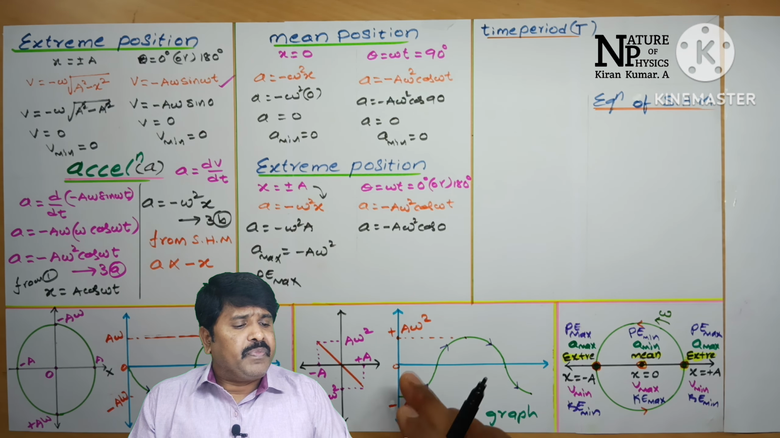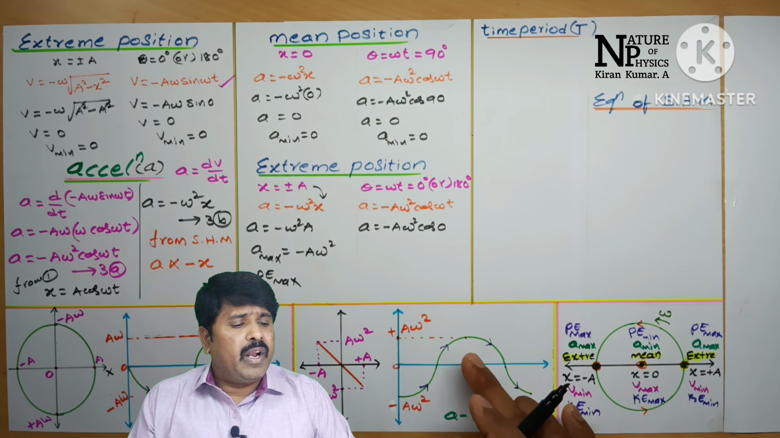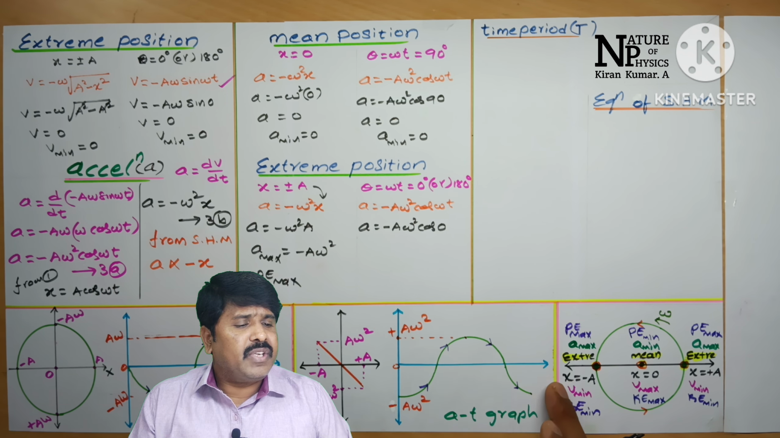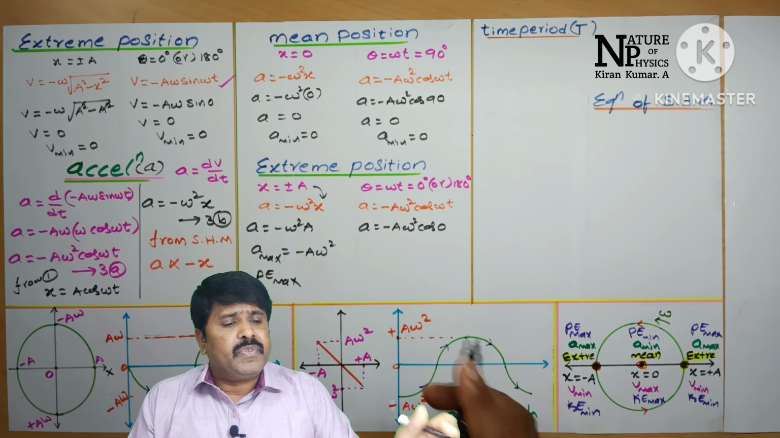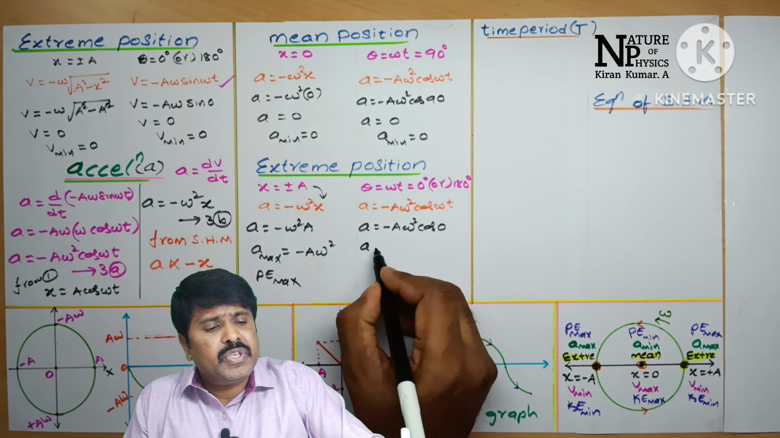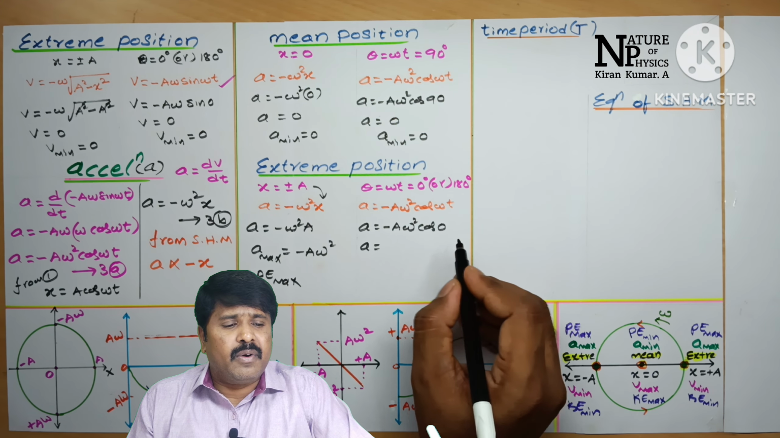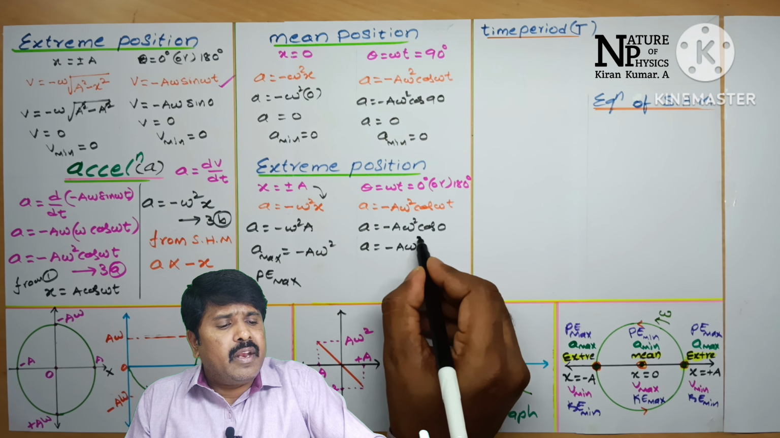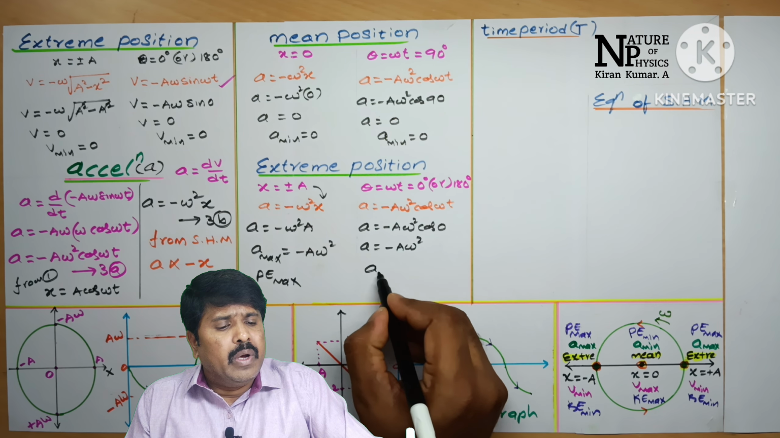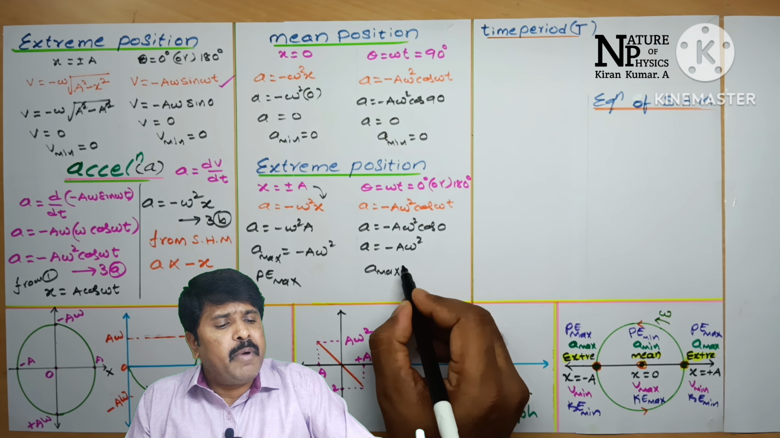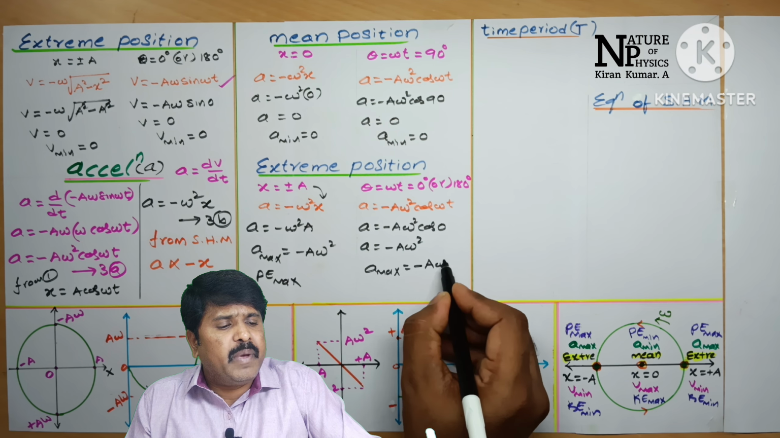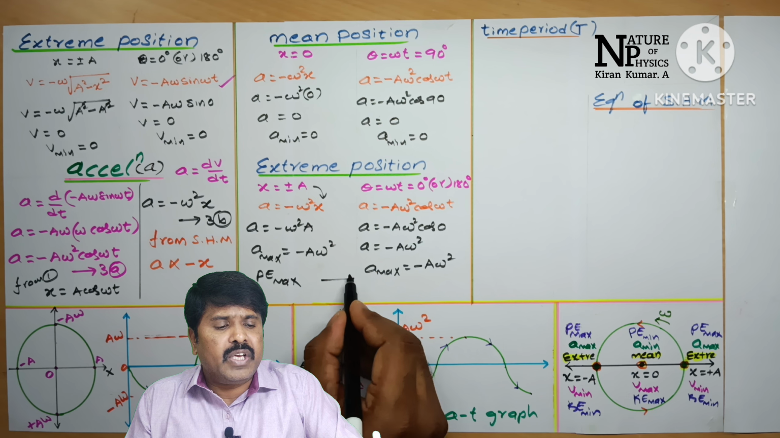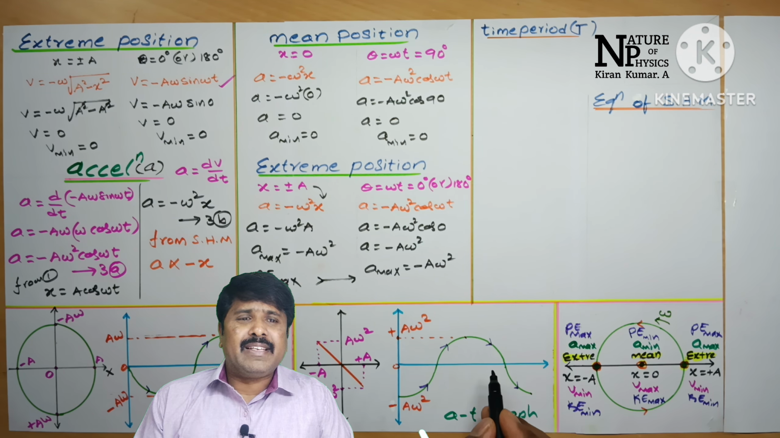See clearly, we have the graphs also, the velocity and time graph, and this is the acceleration and time graph. So acceleration a, considering it, is equal to minus A omega square, that is, acceleration is maximum, minus A omega square. I don't want to write again, already written there, potential energy is also maximum.